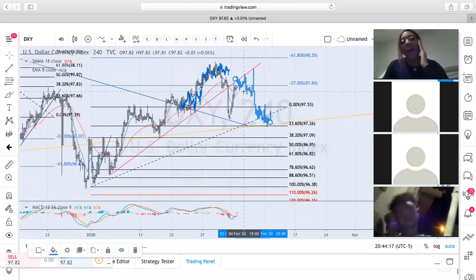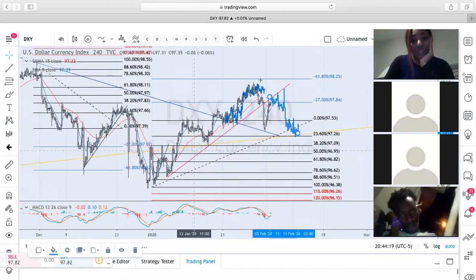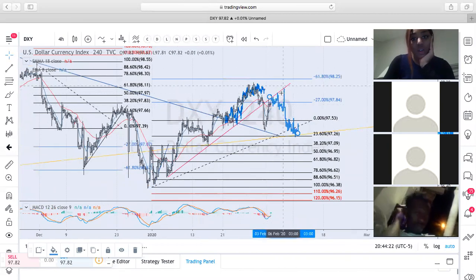But so I have this here. This is 4 hour trend line here. So definitely have the US dollar dropping for this week.